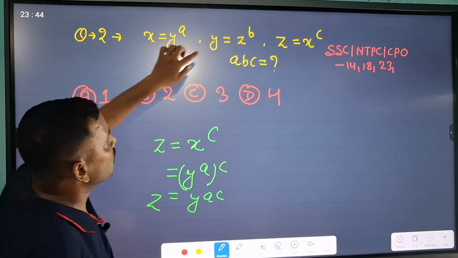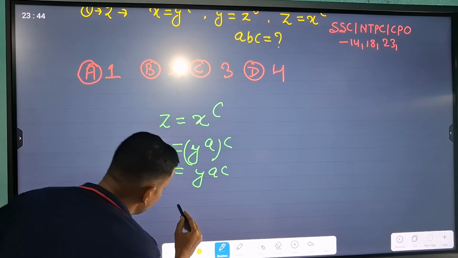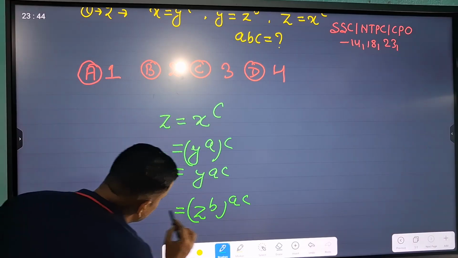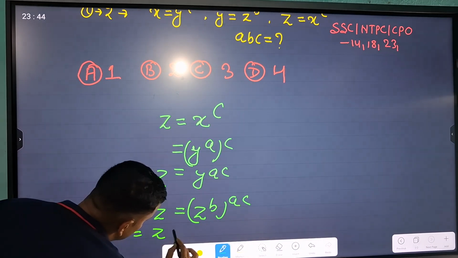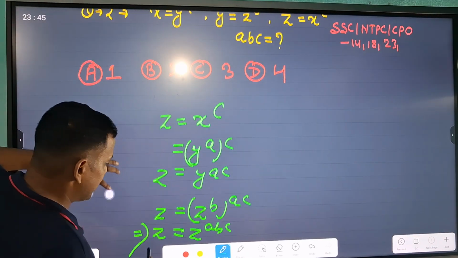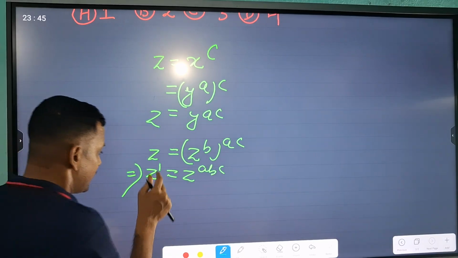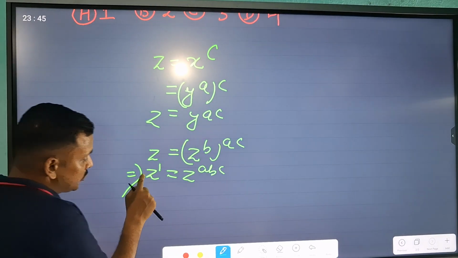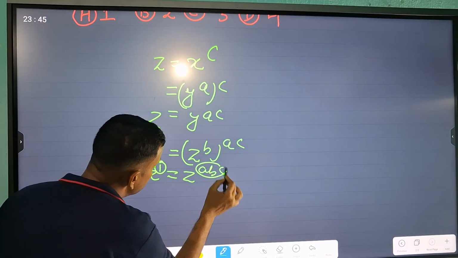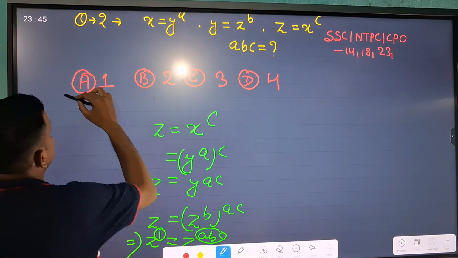Now the value of y equals z to the power b. So now you have to put the value of y here. So you will get z to the power b, whole to the power ac, equals z. That means z equals z to the power abc. Here z equals z to the power abc, here z to the power 1. On both sides of the equals sign, the bases are same, so it means the powers will also be the same. That means abc equals 1, and option A is correct.